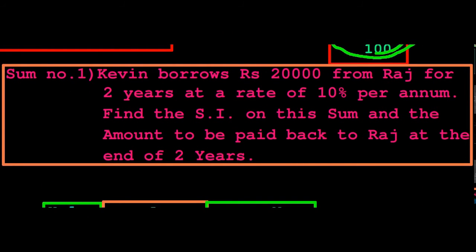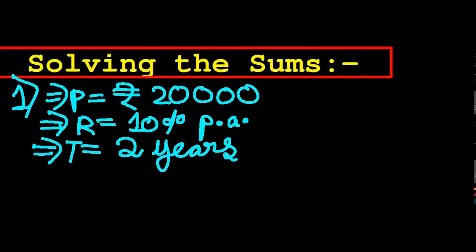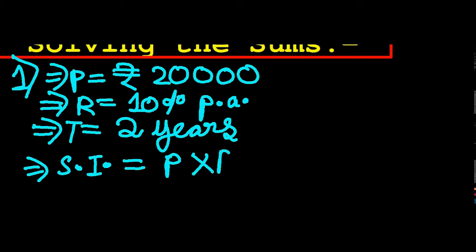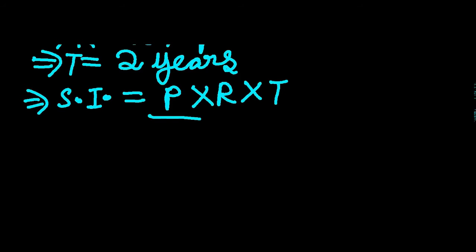Now the sum says find the SI on the sum. We have to find the simple interest, or the SI, on this sum. We can break this sum into two parts. First, we will find the SI on this sum, and then we will find the amount to be paid back to Raj at the end of 2 years. So first we will write down the formula. SI is equal to P, the principal, into R, the rate, into T, the time, divided by 100.